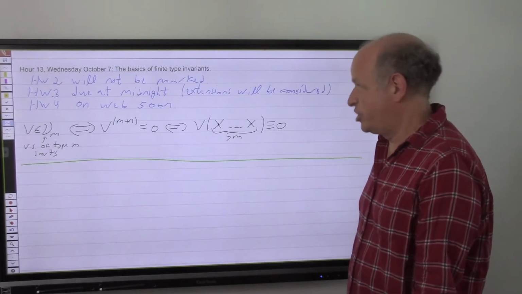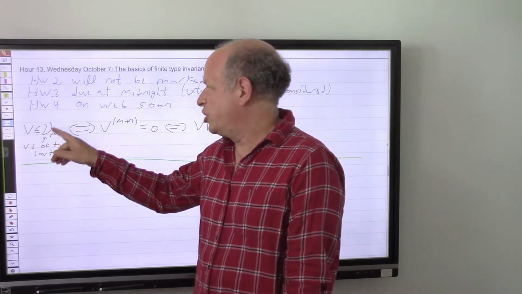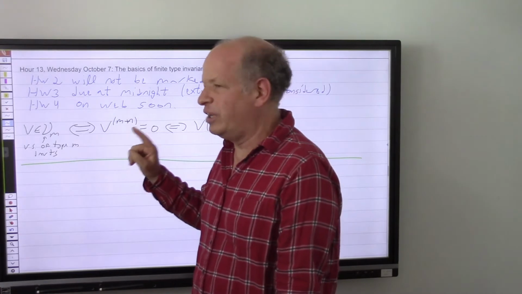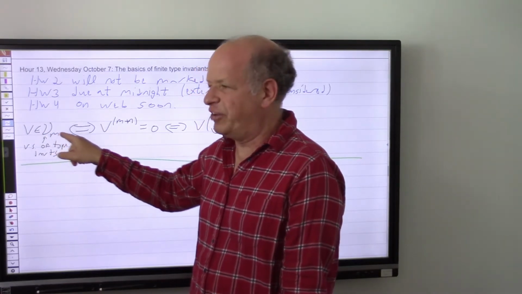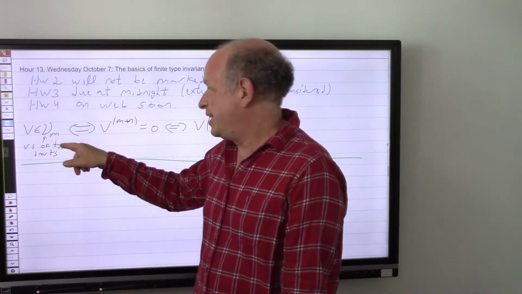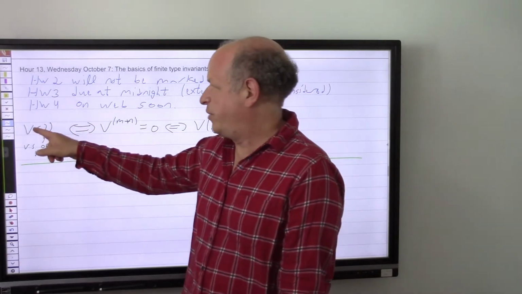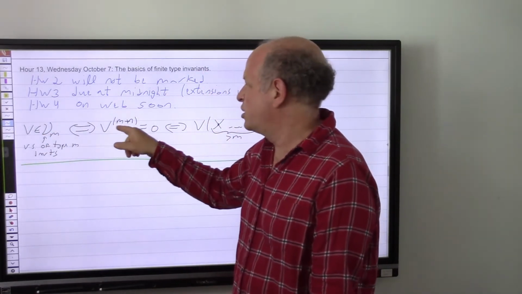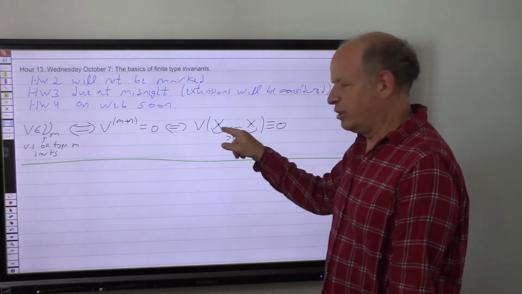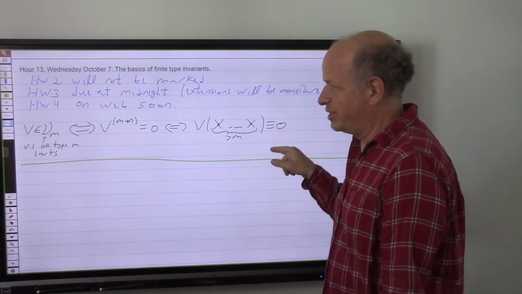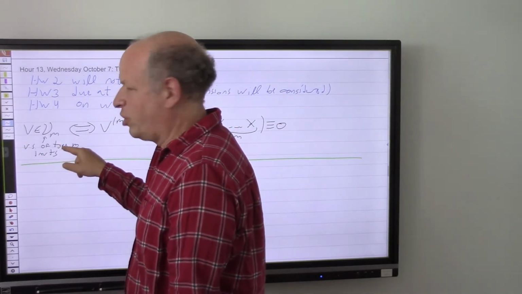Homework 4 will be on the web soon, and let me remind you that we've defined a finite type invariant, and let me also add to the definition. Let calligraphic V sub m be the set of all finite type invariants of type m. An invariant V belongs to V sub m means that its m plus first derivative is equal to 0, which is the same as saying that if you evaluate it on a knot with more than m double points, you always get 0.